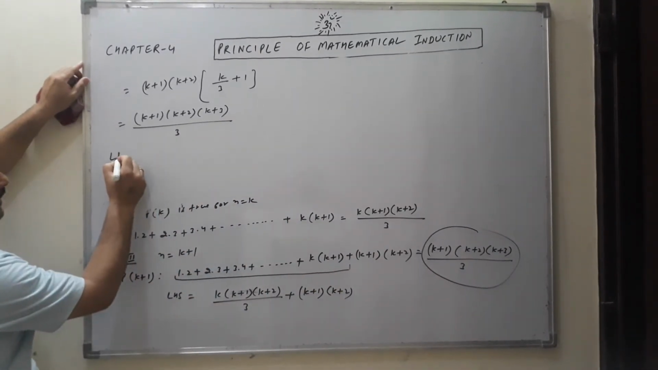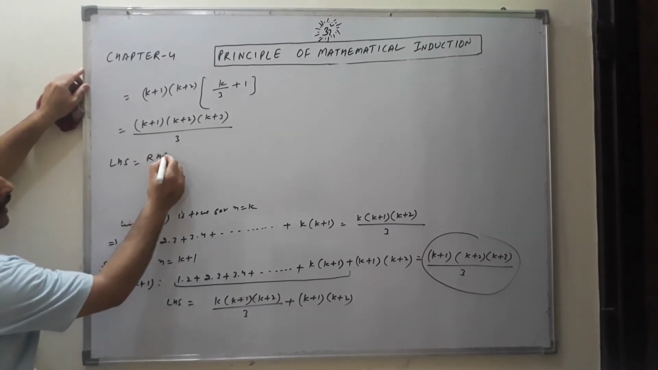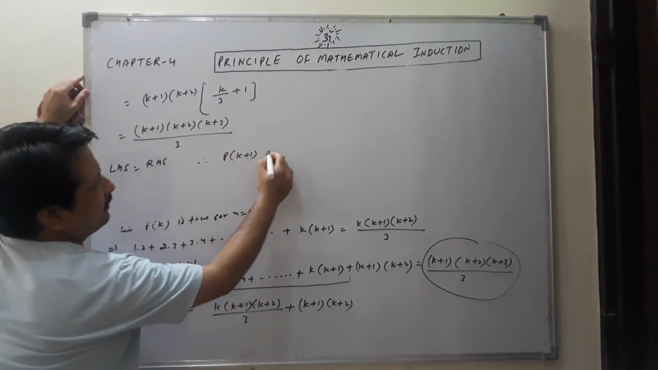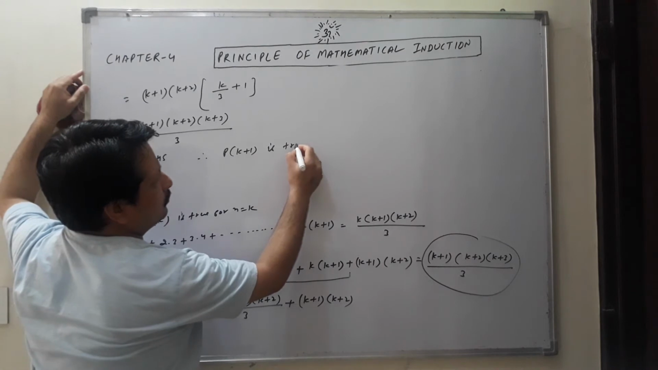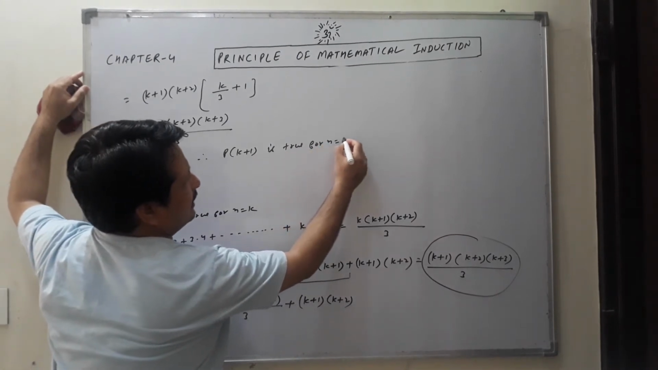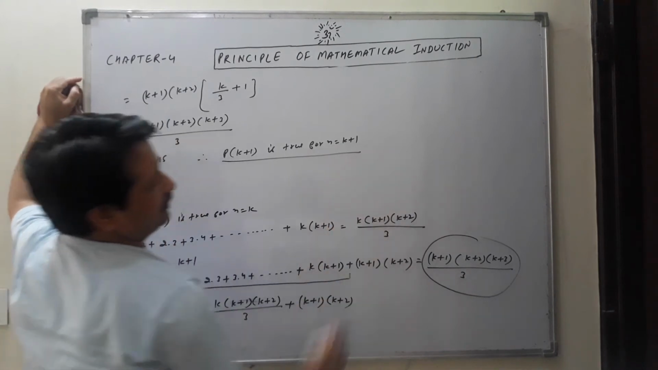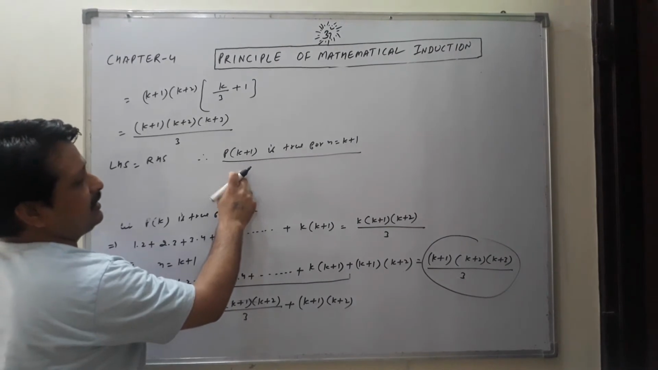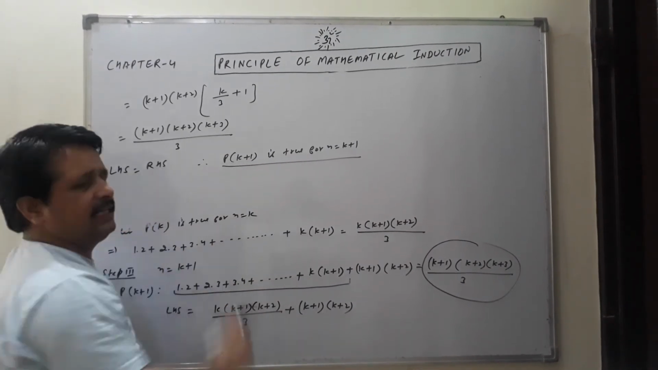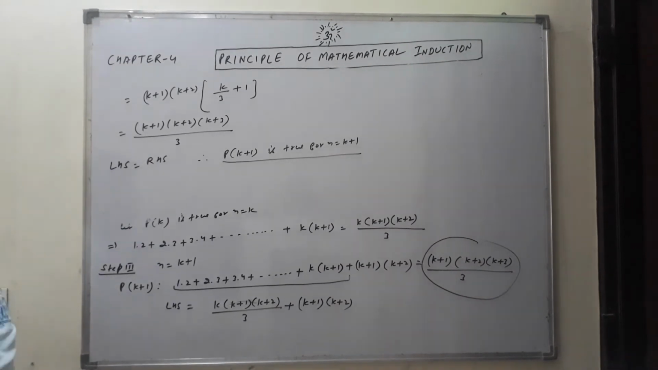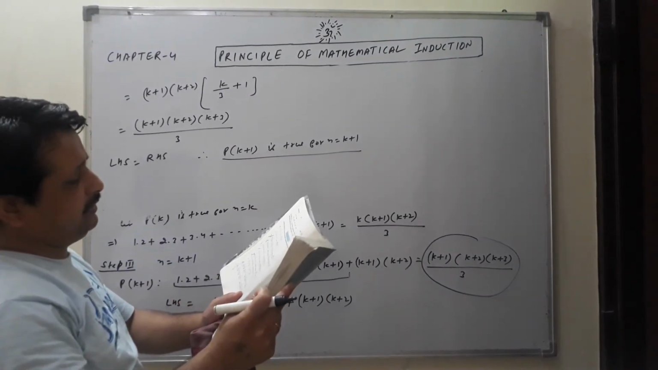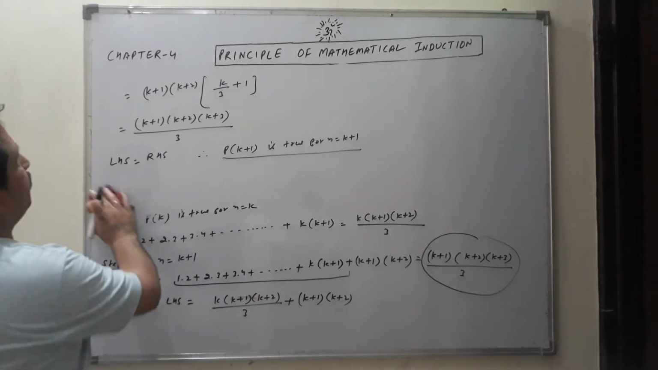So what we can say? We can say that left hand side is equal to right hand side. Therefore, P of k plus 1 is true for n equal to k plus 1. So this is the solution, students, of how we have to prove the third step. By the third step, the left hand side will also come equal to the right hand side. So let us come to the next question. You will see that question number 7 is the same, students, as this question number 6. So let us come to question number 8.